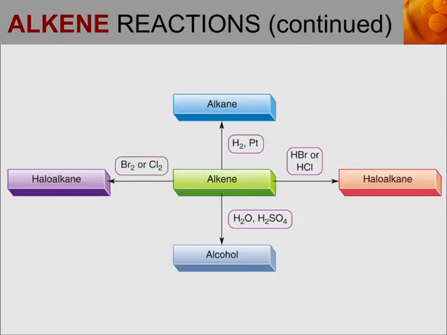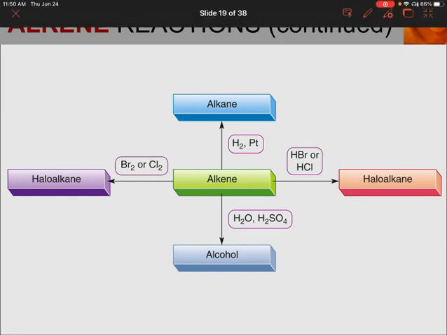Now there's plenty of reactions we can perform. These are the four main ones we're going to focus on. So if we look at our starting point, the alkene, we can do four different reactions. So we could add Br2 or Cl2 across a double bond, and that's going to give us something called a haloalkane. So we're going to add 2 bromines or 2 chlorines across the double bond.